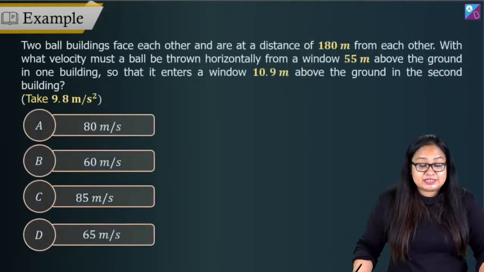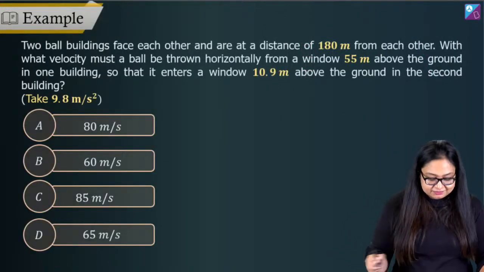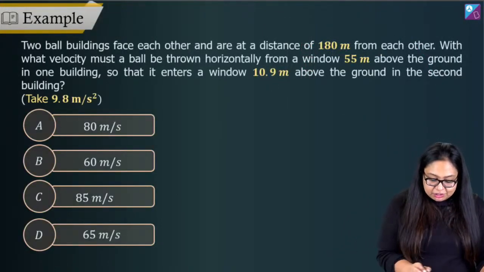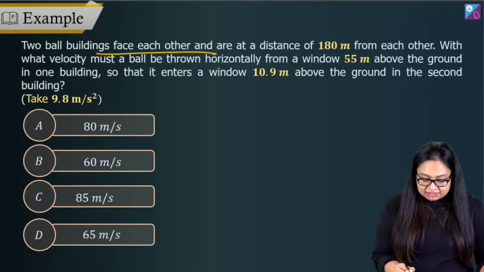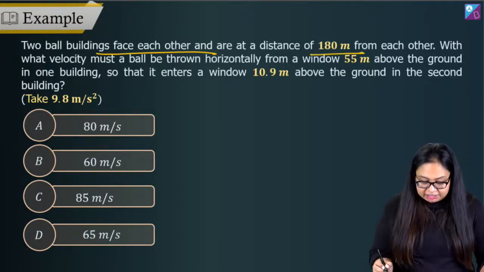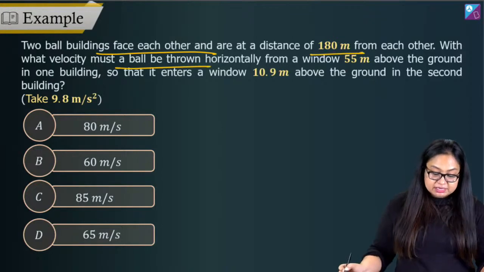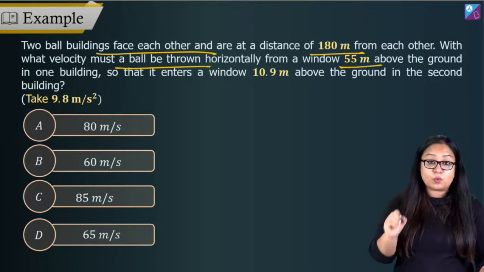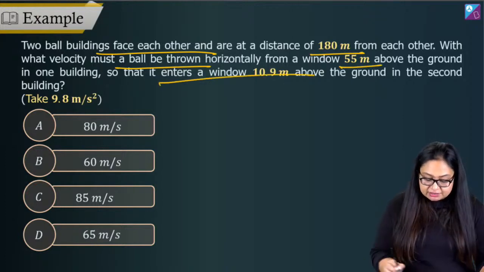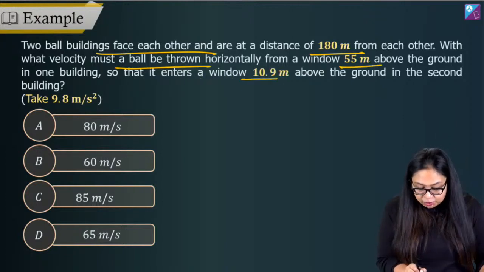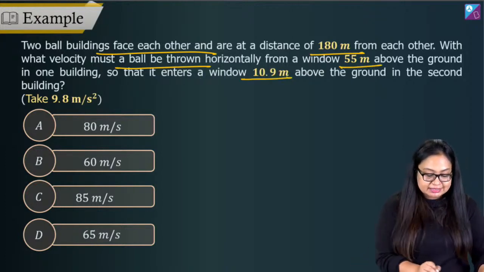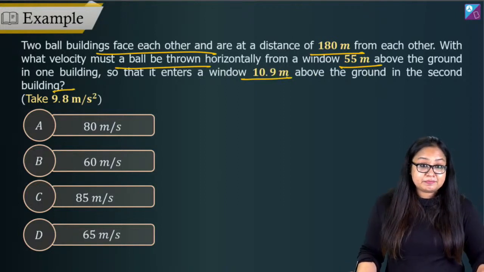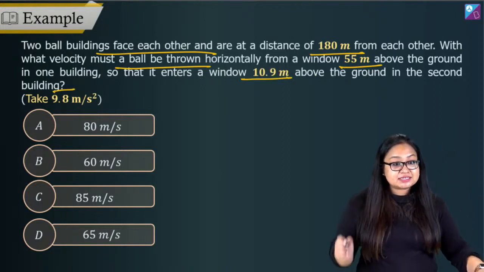Let's solve another question, right? So here we've got two buildings that face each other and are at a distance of 180 meters from each other. With what velocity must a ball be thrown horizontally from a window 55 meters above the ground in one building so that it enters a window 10.9 meters above the ground in the second building? Okay, these are the options.